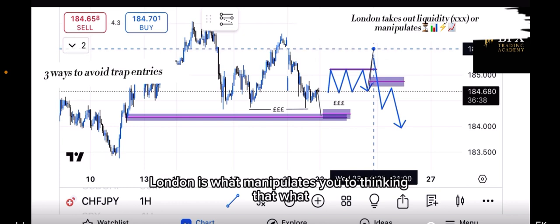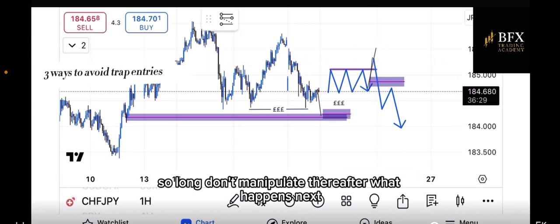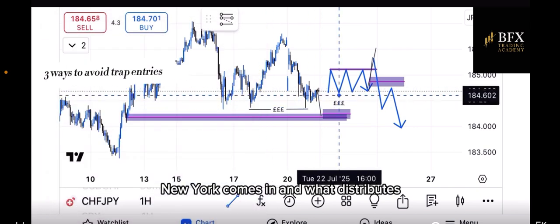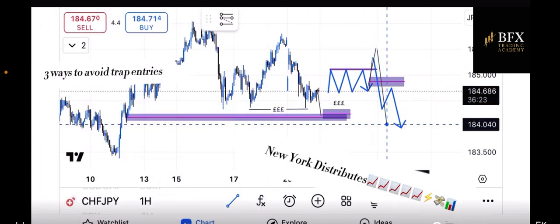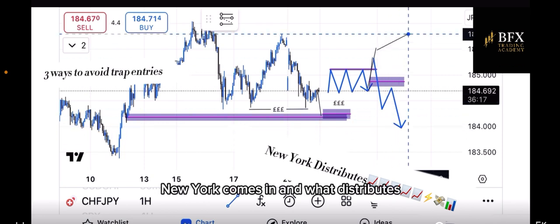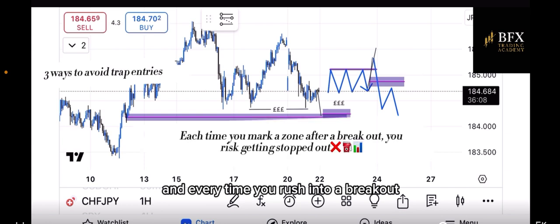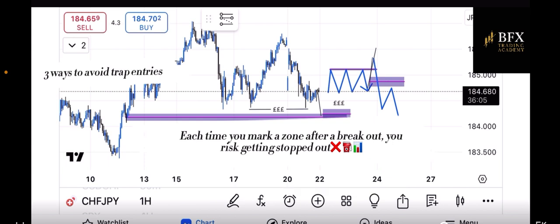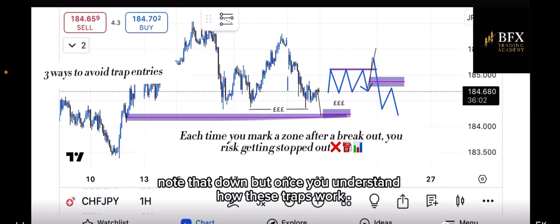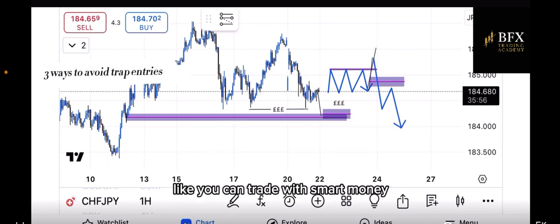And yes, London manipulates you into thinking that the market is going to go long. Thereafter, what happens next? New York comes in and distributes. Please follow these criteria. It's very, very, very important. And every time you rush into a breakout, you risk being the liquidity. Note that down. Once you understand how these traps work, you can trade with smart money, not against it.